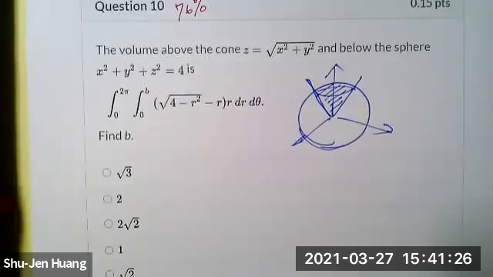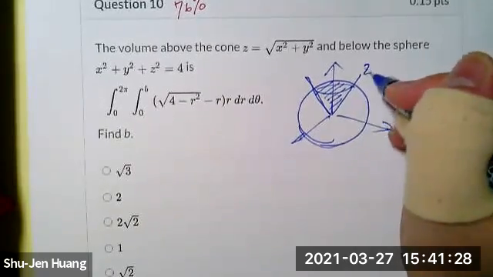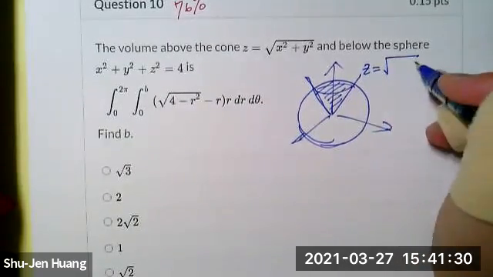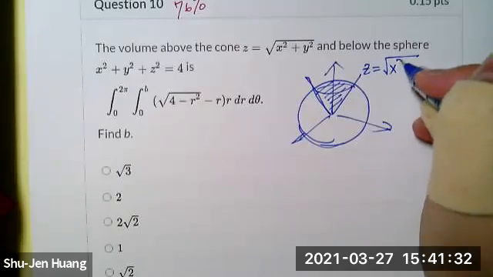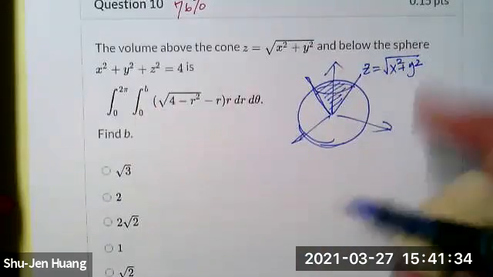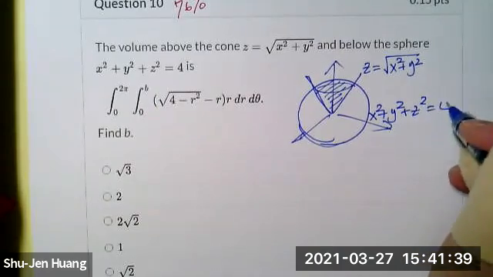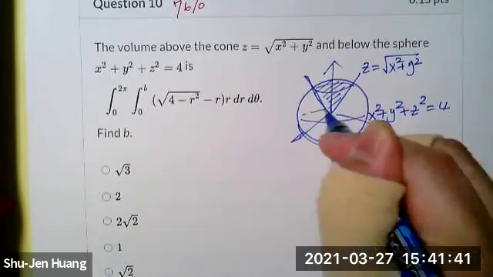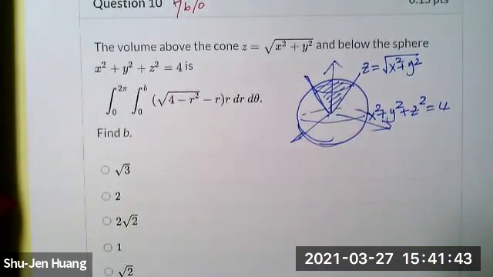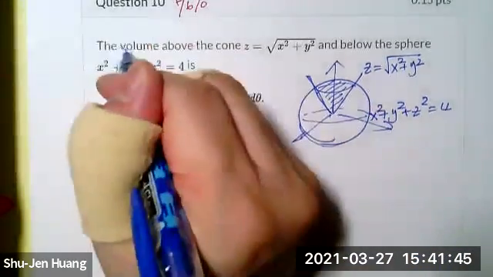Okay, so this is the region we consider. The cone has the equation z equals the square root of x squared plus y squared, and the sphere has the equation x squared plus y squared plus z squared equals 4. Okay. All right. And now it asks for the volume.